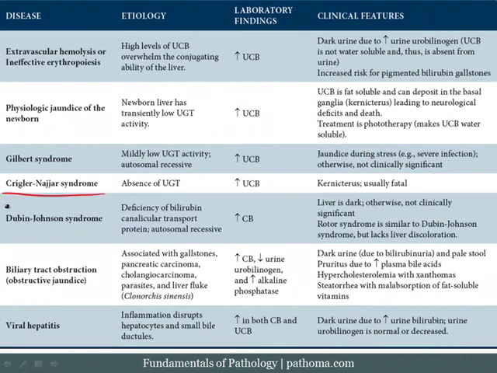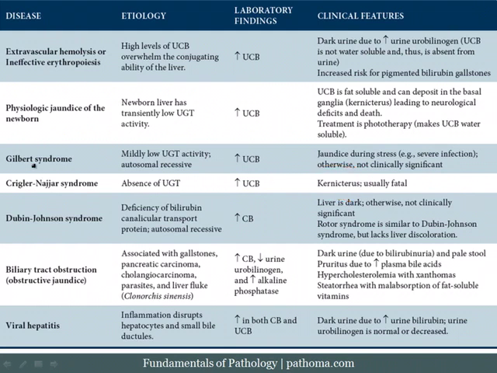Now, in Crigler-Najjar syndrome, you have a more severe decrease in UGT. In fact, there's an almost near absence of UGT. And so if there's a near absence of UGT, you're going to get very high levels of unconjugated bilirubin. Of course, this is a genetic disorder, so that would be seen in the fetus. And that could result in kernicterus because, of course, the unconjugated bilirubin is fat soluble and would deposit in the brain. So Crigler-Najjar syndrome is usually fatal.